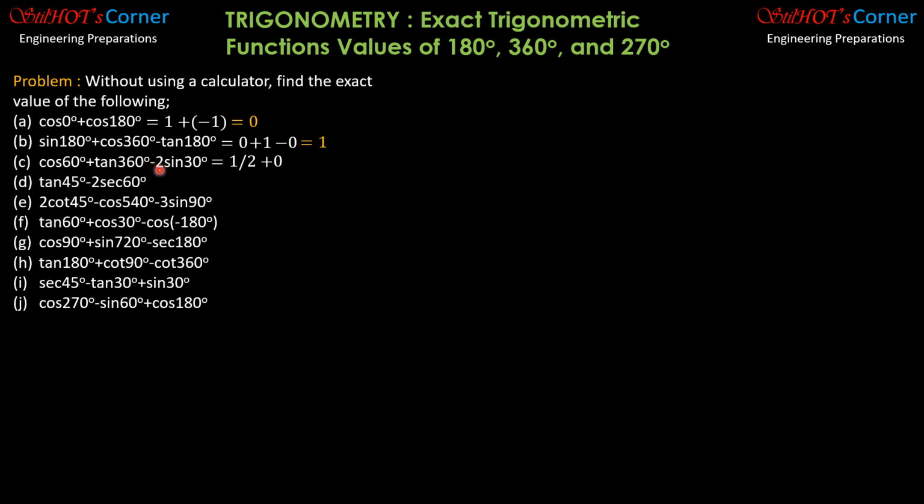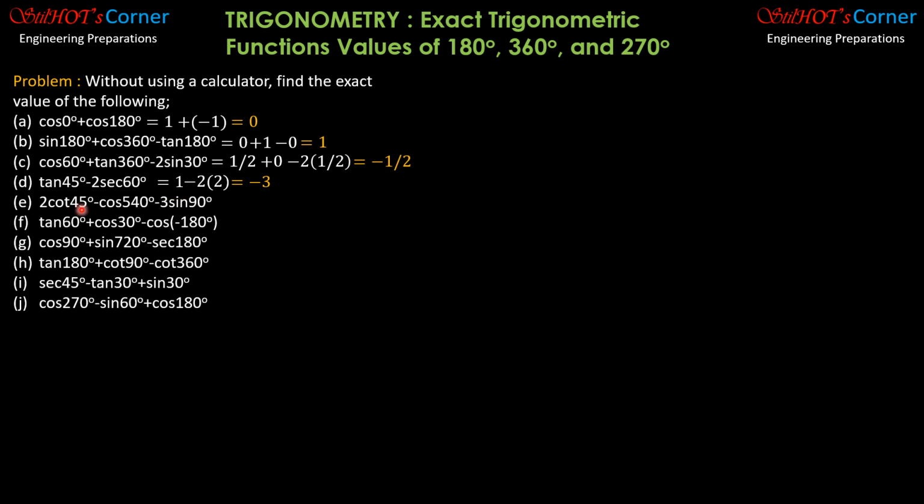Then minus 2, sine of 30 is 1/2. So 1/2 minus 1 is negative 1/2. Tangent 45 degrees is 1. Then minus 2. Secant of 60 degrees is 1 over cosine 60, and cosine 60 is 1/2. So 1 over 1/2 is 2. So this is 1 minus 2 times 2, and therefore it is negative 3.